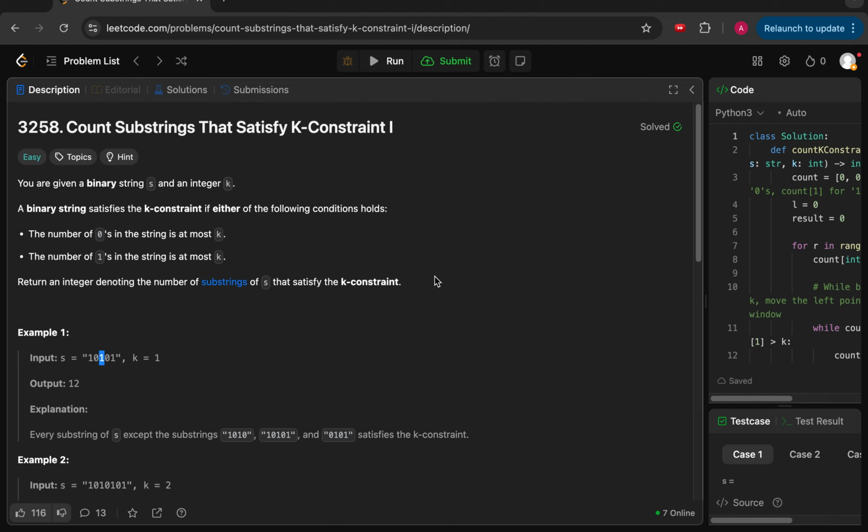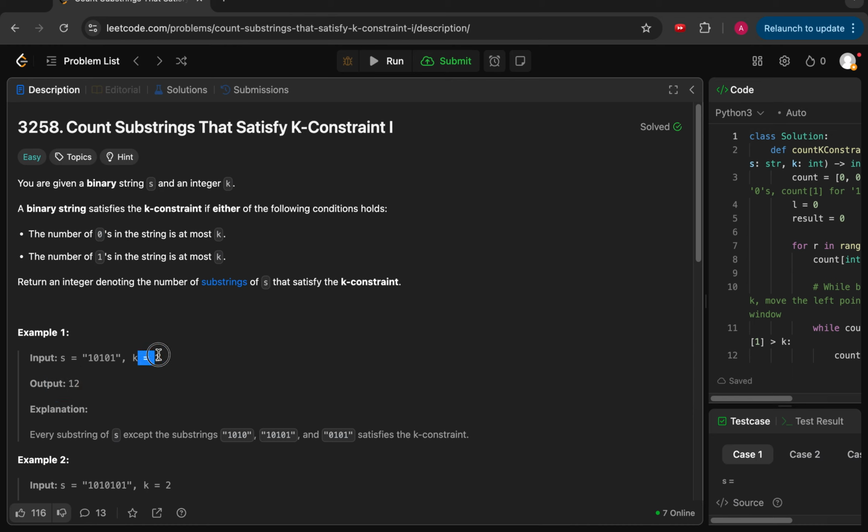Let's discuss LeetCode problem number 3258, count substrings that satisfy K-constraint. Basically, we are given a binary string like this. Now we need to count the total number of substrings with the following constraint.